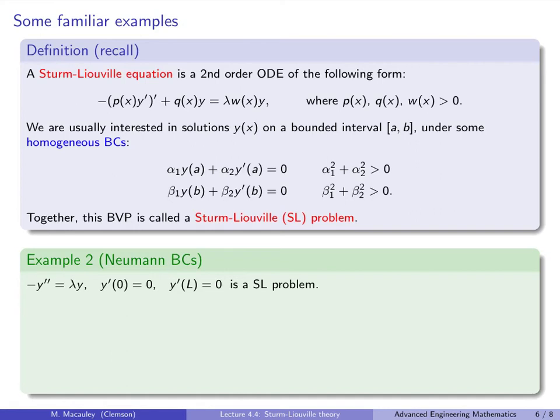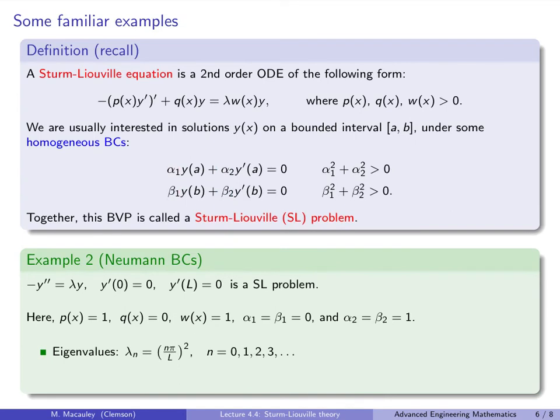Example 2, the same ODE, except now we have Neumann boundary conditions. So y prime of 0 equals 0 and y prime of L equals 0. This is a Sturm-Liouville equation for the same reason. If you look at the definition and you set p of x and w of x to 1 and q of x to 0, you get this ODE. And these boundary conditions arise when the alpha and beta 1s are equal to 0, and the alpha and beta 2s are equal to 1. This is sometimes called type 2 boundary conditions.